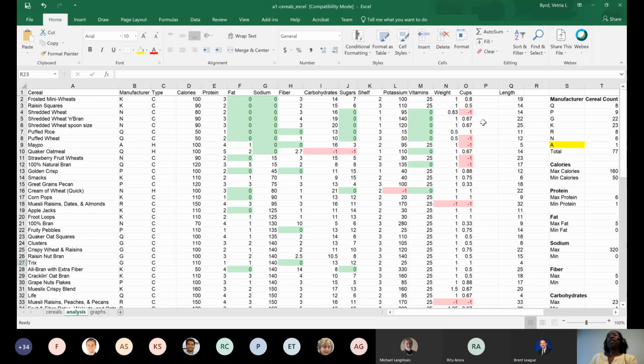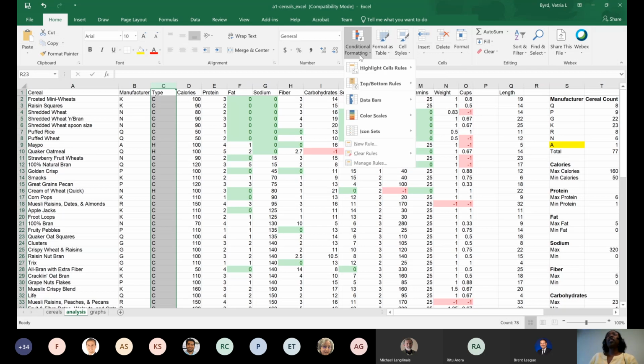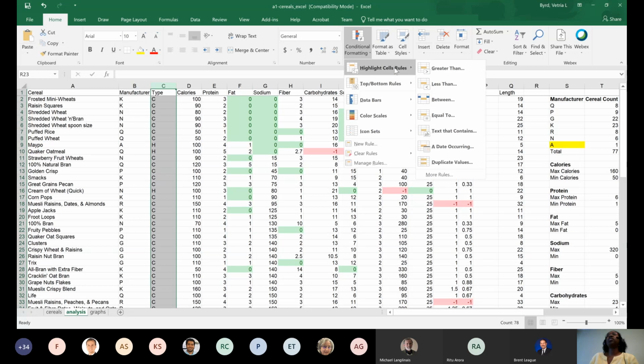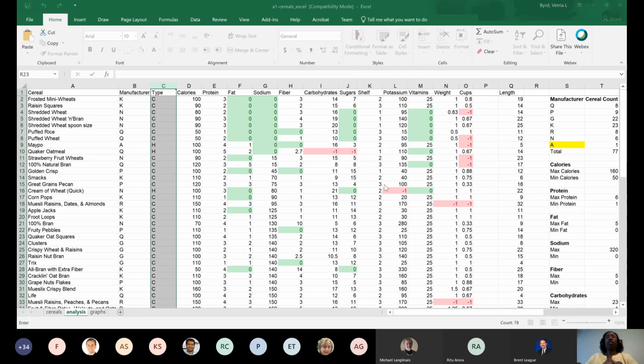For those of you who are familiar with Excel, you can highlight these by setting conditions. To show you how I did that, if you're interested in learning how, you just highlight the columns that you want to apply some type of condition to, and then you go to conditional formatting. In this case, I want to know which ones are hot and which ones are cold. So I will say highlight cells rules, equal to, and I'm going to say H, that's what I'm looking for.